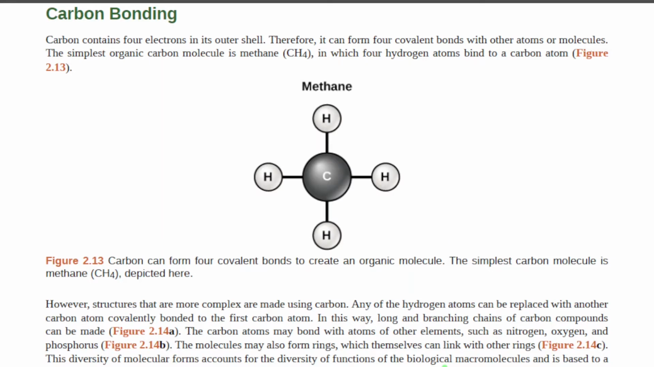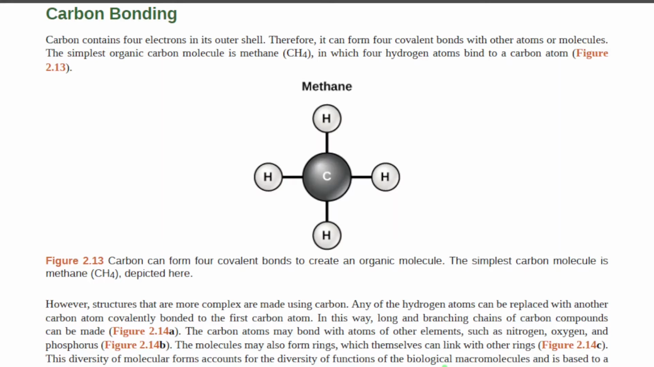However, structures that are more complex are made using carbon. Any of the hydrogen atoms can be replaced with another carbon atom covalently bonded to the first carbon atom. In this way, long and branching chains of carbon compounds can be made. The carbon atoms may bond with atoms of other elements such as nitrogen, oxygen, and phosphorus. The molecules may also form rings, which themselves can link with other rings.